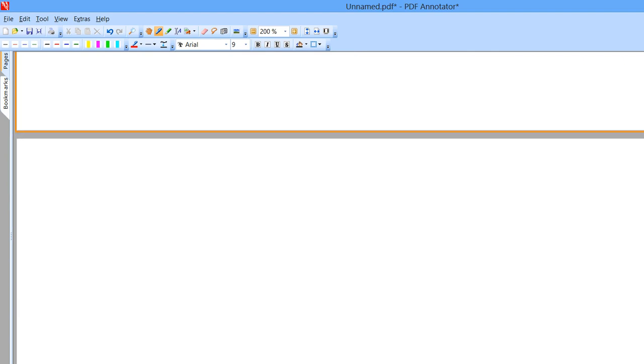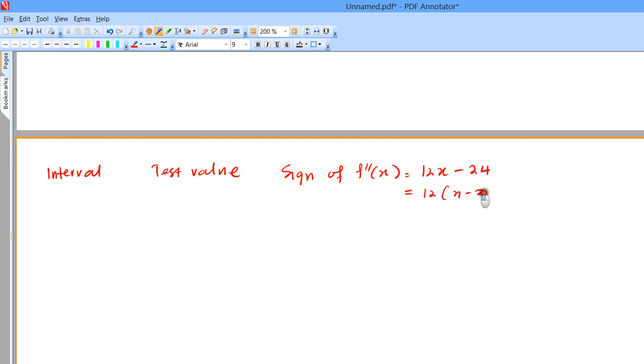So we can draw a table. The first column is interval, the second column is test value. Okay, the third column is sign of f double prime. f double prime equal to 12x minus 24, or we can factorize it, equal to 12 times x minus 2. And lastly is conclusion.